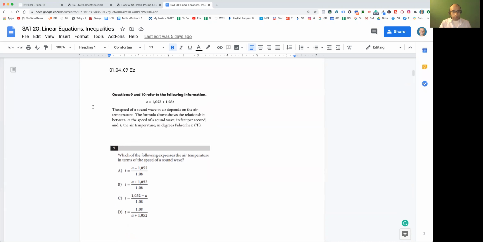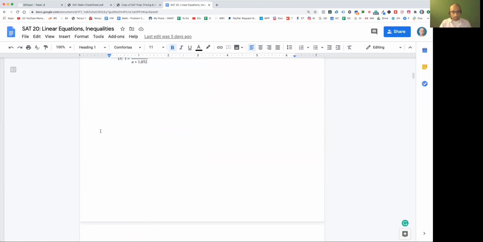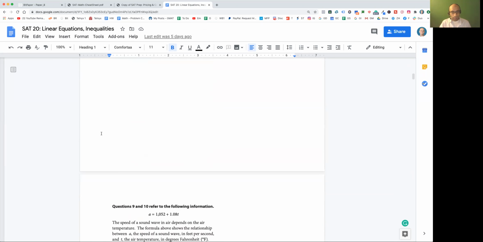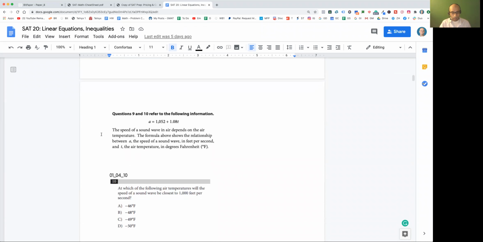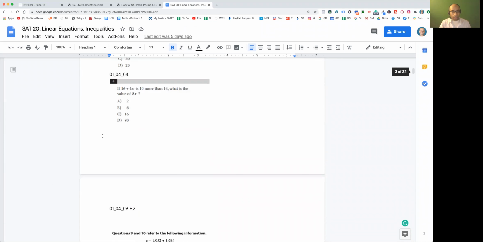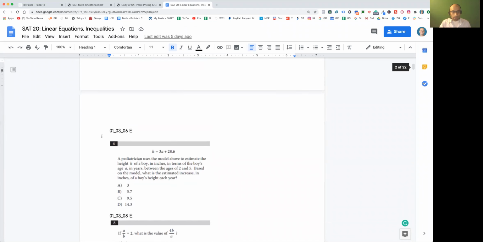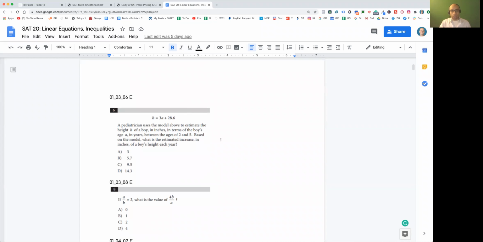Try this one. Let's actually just try this problem here. I know it's a review, but see if you can solve this problem. It's number 6.